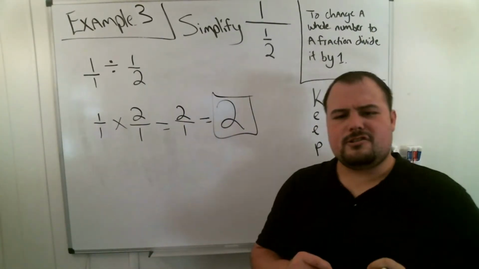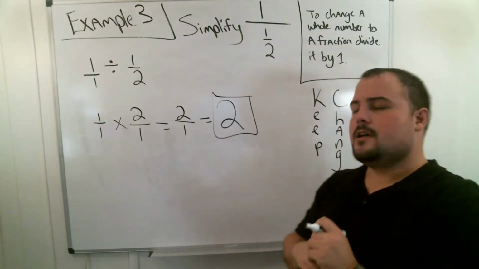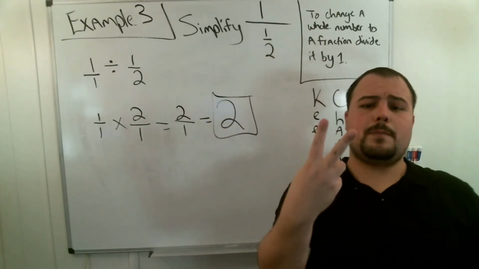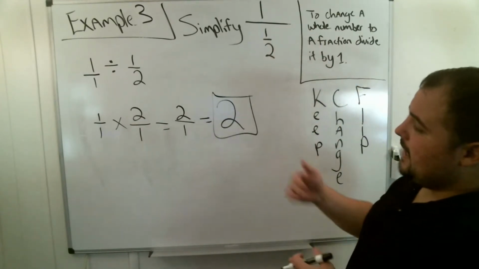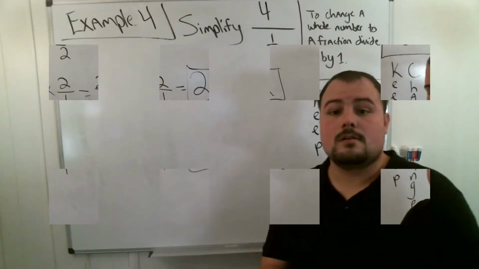So if I had one sheet of paper and I split it in half, I would have 2 sheets. So anytime we take one whole and we divide it in half, we end up with 2 pieces. And that's how we solve this type of problem. Let's go ahead and go to number 4.